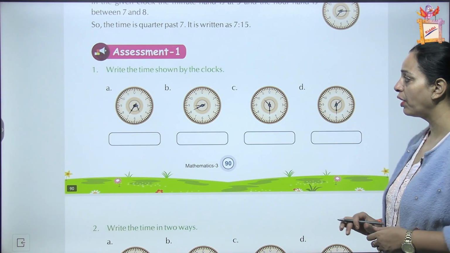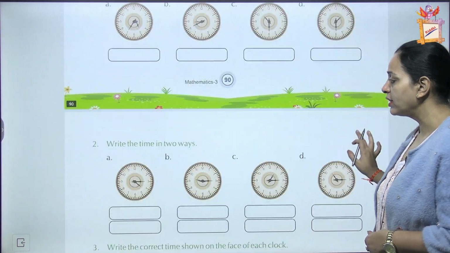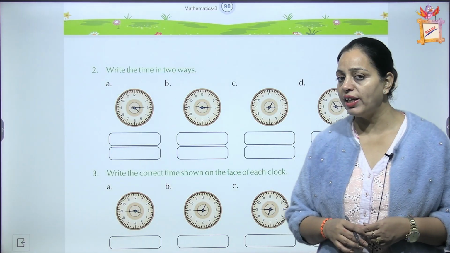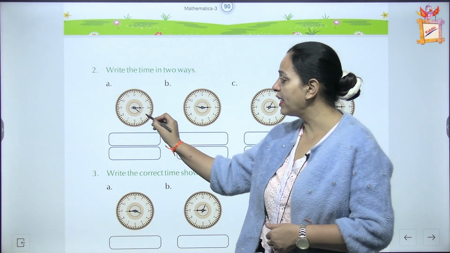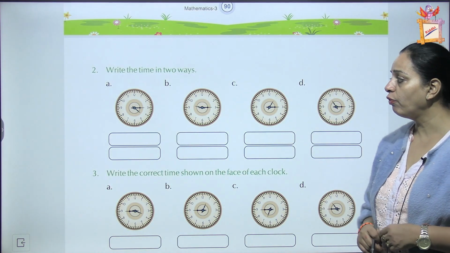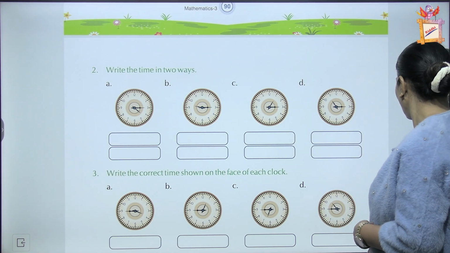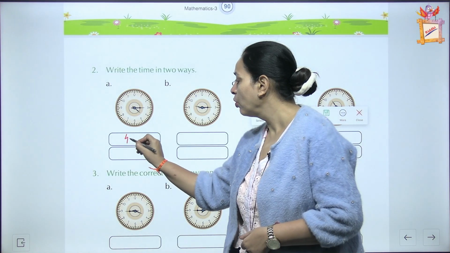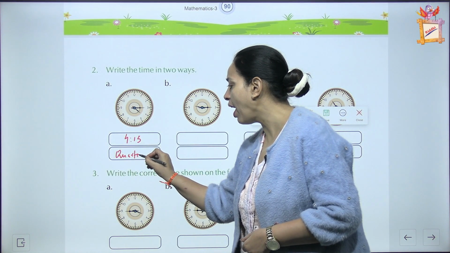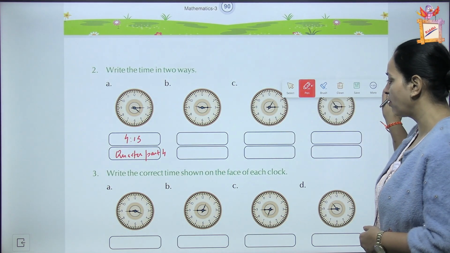Assessment 1, question number 1: write the time shown by the clocks. So you can try these ones. Now the second one: write the time in 2 ways. Here we have to write the time in 2 ways. Like here, the hour hand is between 4 and 5 and the minute hand is at 3. So you can write 4:15 or a quarter past 4. Okay. Similarly, you can try these ones.